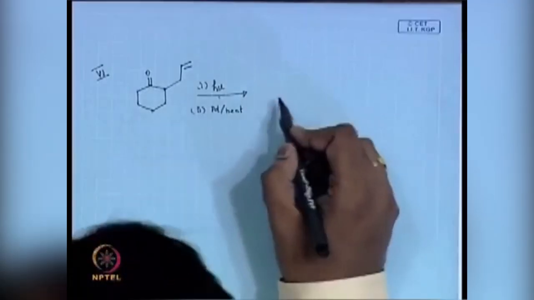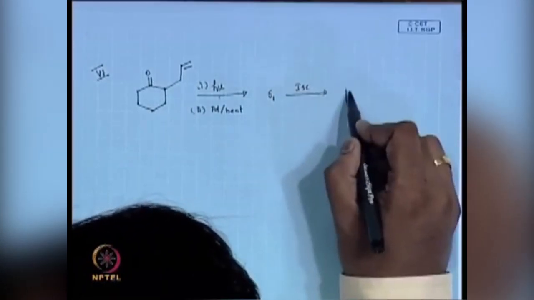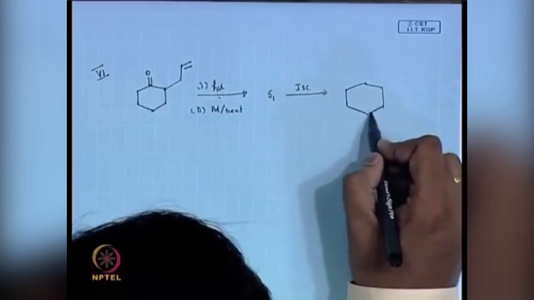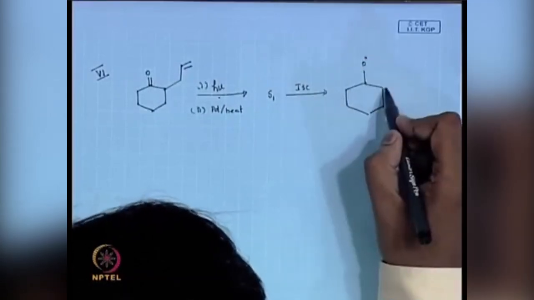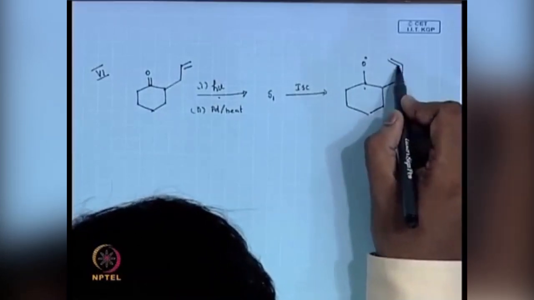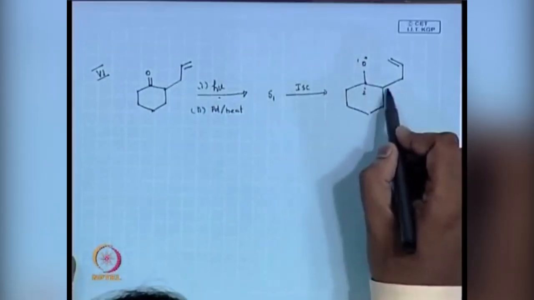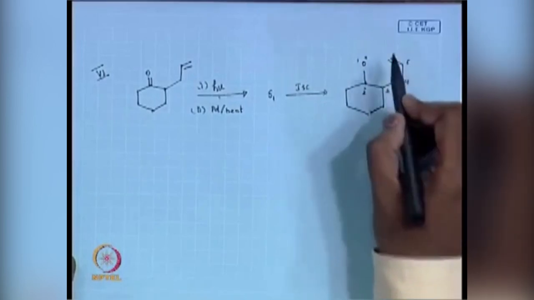If you take this product, first you do your normal Paterno-Buchi, then think about what you are getting. So if you do Paterno-Buchi, what are you going to end up with? If you photolyze, yes, I am doing all these things again for you. I got my O dot. I got a system like this. Okay, and call them 1, 2, 3, 4, 5, and 6.